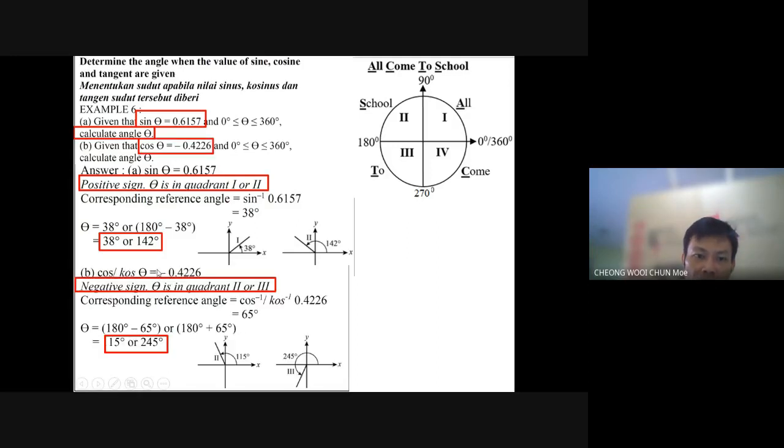If the question gives a negative, you just ignore it, because it just shows you which quadrant it is. So bring cos over here, we have cos inverse. You press shift cos 0.4226, you get 65.00 something. So rounding off to the nearest degree, the answer will be 65 degrees. So the corresponding angle is 65 degrees.